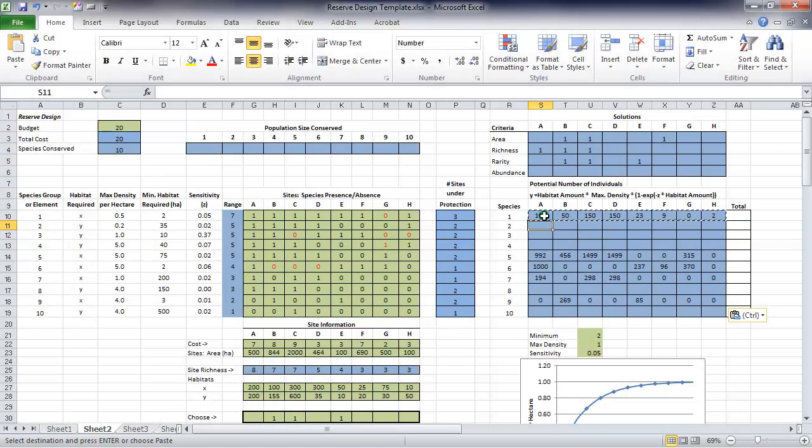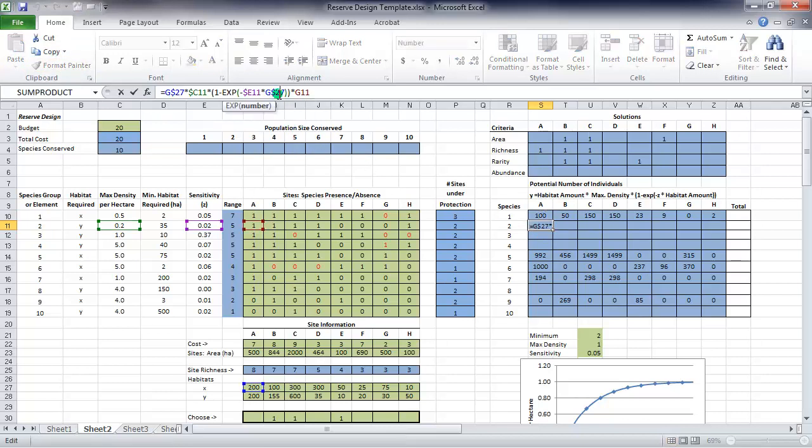The fastest way for us to enter that equation for the species that require habitat Y is to simply copy the equation for the species that use habitat X and then adjust them. And the simple adjustment is going to be to move the habitat reference down to habitat Y. And then copy those through.